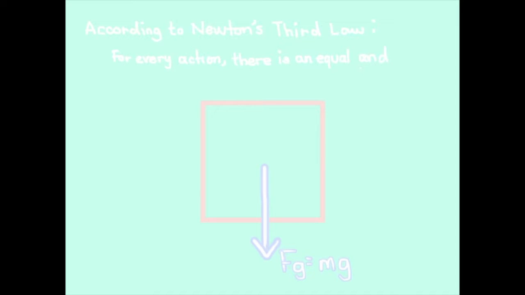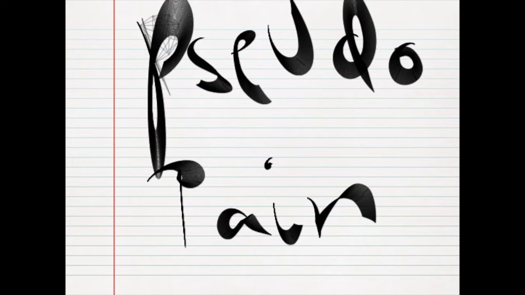According to Newton's third law, for every action there is an equal and opposite reaction. For example, the weight of an object, or Fg, pushes down on the surface. The reaction is a force that pushes up, which is the normal force, or Fn.